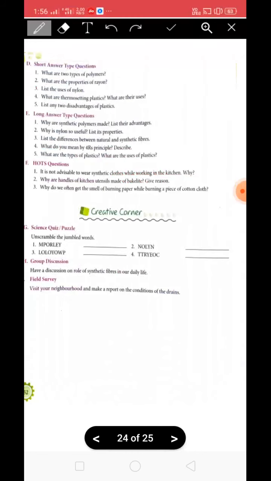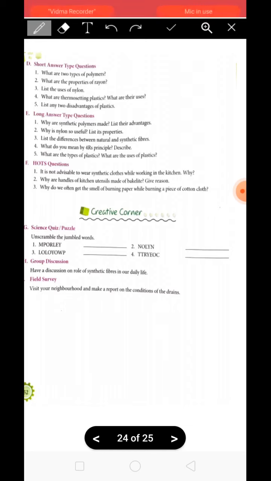The first question of HOTS is, it is not advisable to wear synthetic clothes while working in the kitchen. Why? Actually, synthetic cloth catches fire easily. This may lead to an accident. That is why it should be avoided. Understood? Now next, why are handles of kitchen utensils made up of bakelite? Give reason. It is because bakelite has a high melting point and is heat resistant. That is why we use it to prepare the handle of utensils. It is an insulator of heat and has a high melting point.